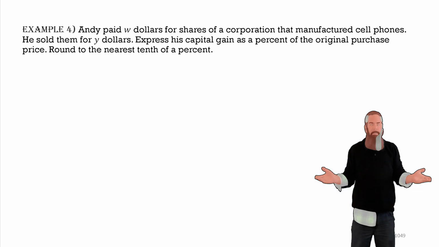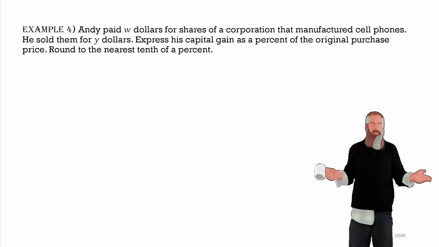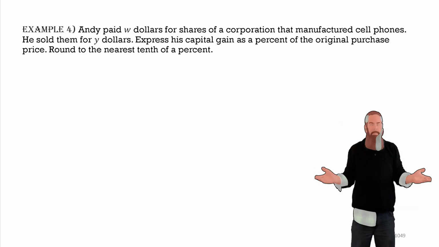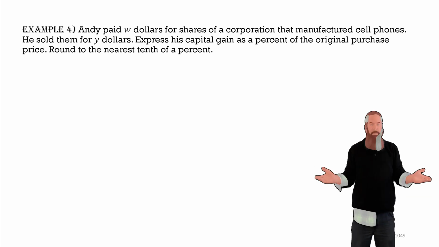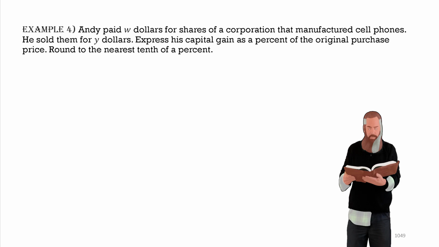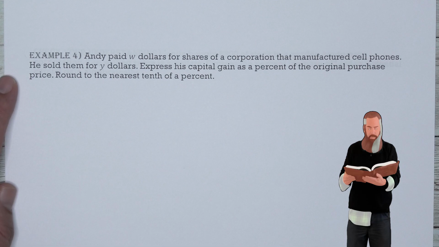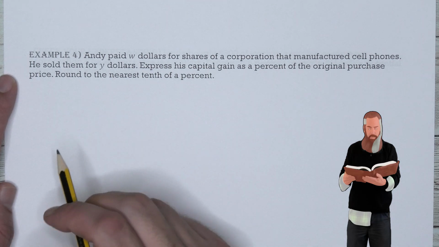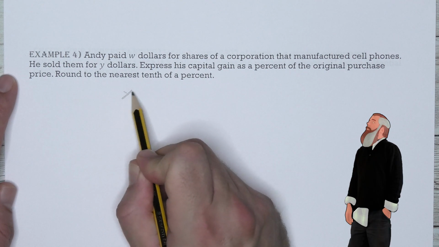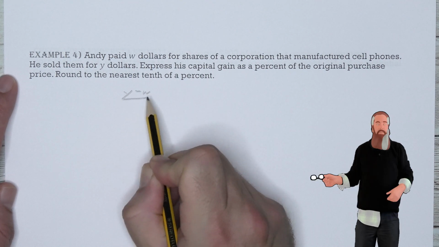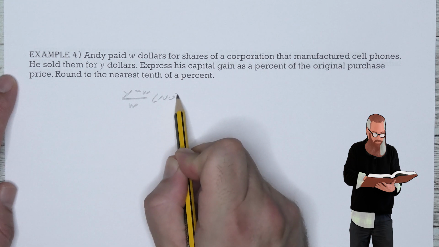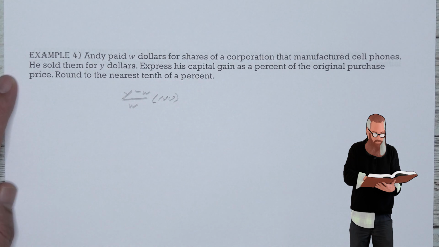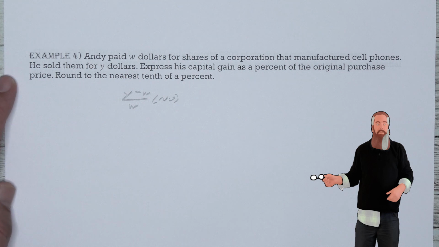Andy paid W dollars for shares of a corporation that manufactures cell phones. He sold them for Y dollars. Express his capital gains as a percent of the original purchase price and round to the nearest tenth of a percent. So just as we've been doing to find that change, we're going to go with Y minus W divided by W and then multiply it by 100 when we want to see that answer as a percentage.